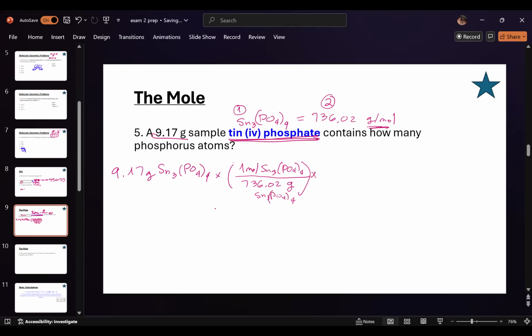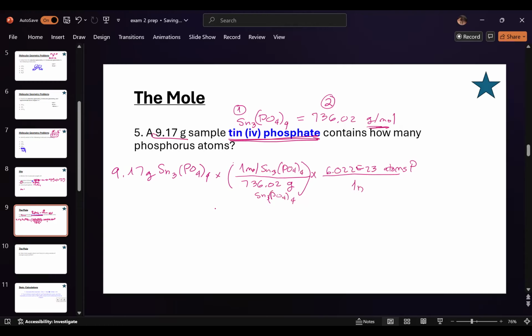Then, like I said, you are going to want to go to formula units, or however many atoms you have of something. You use Avogadro's number, 6.022 times 10 to the 23 formula units, or you can say atoms of P, per 1 whole mole of P. Don't forget it.